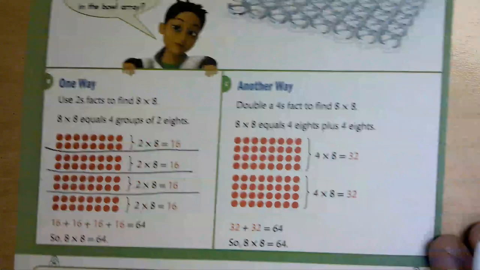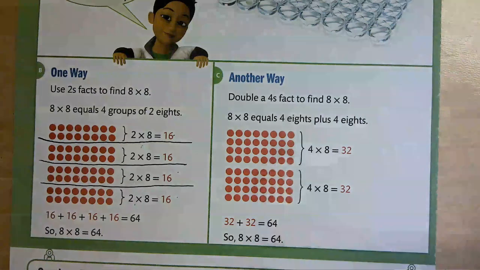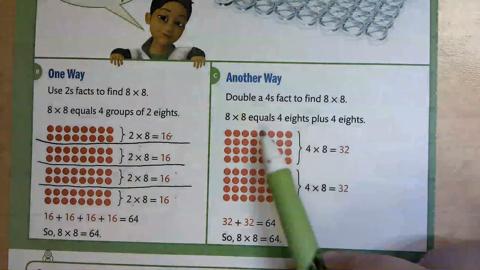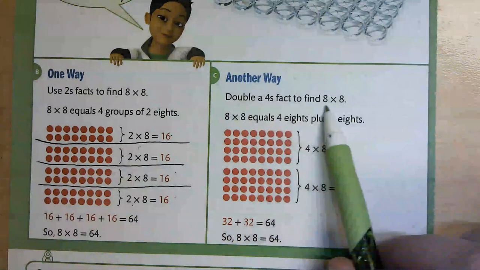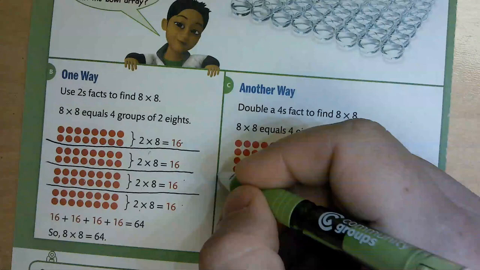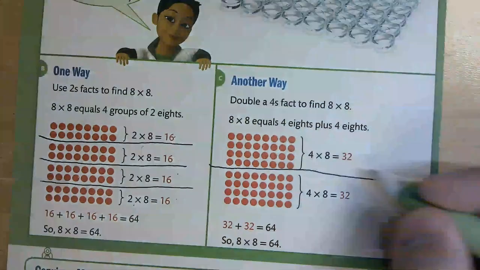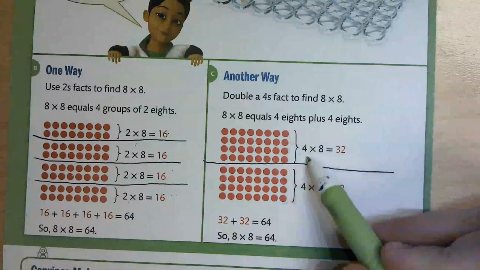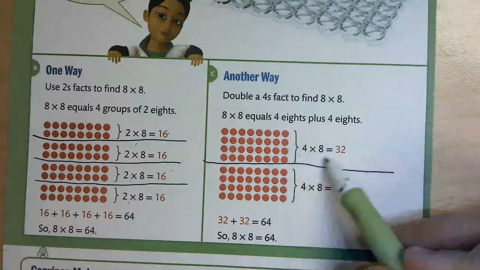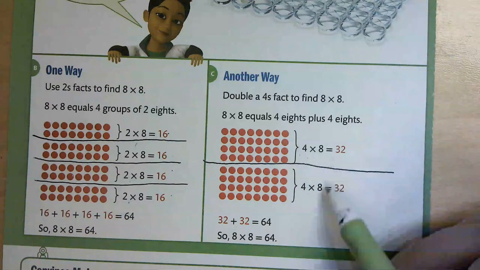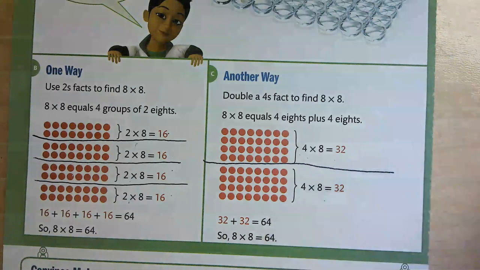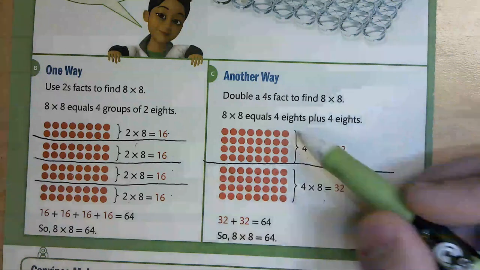All right. Well, what about if we wanted to use 4 as our fact? And so box C tells us double a 4's fact to find 8 times 8. So what does that mean? Well, that means they took our array and they split it into 2 rows of 4. So now I can say, well, what is 4 times 8? 4 times 8 is 32. And then if I've got another group of 32, I need to add those 2 together, which is going to give me that 64.